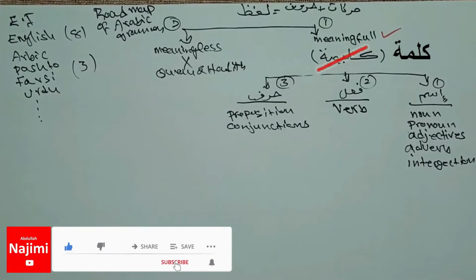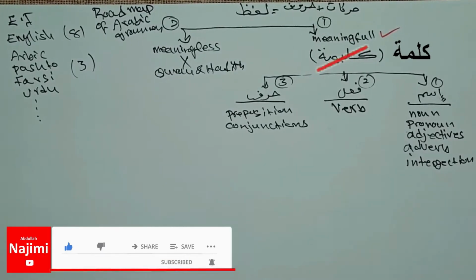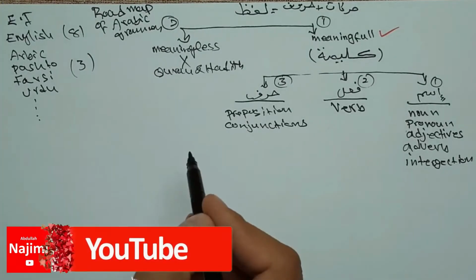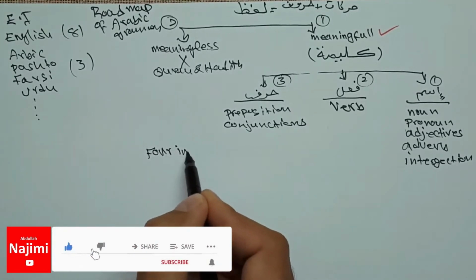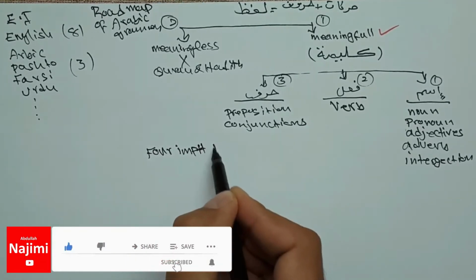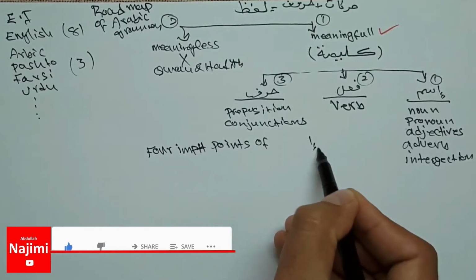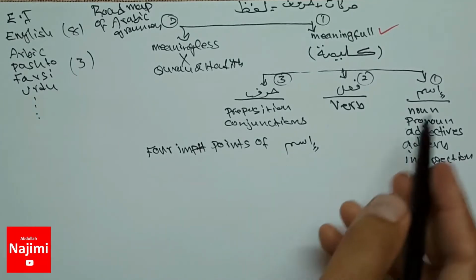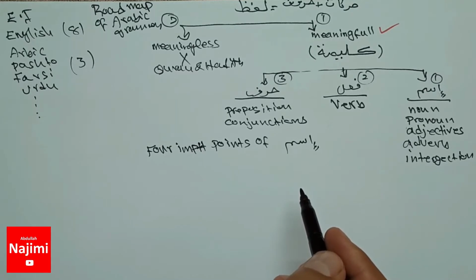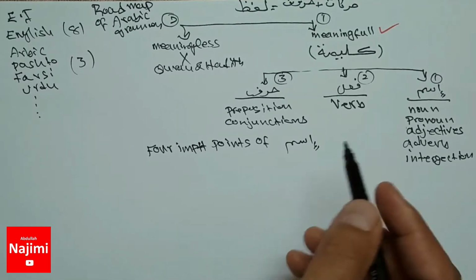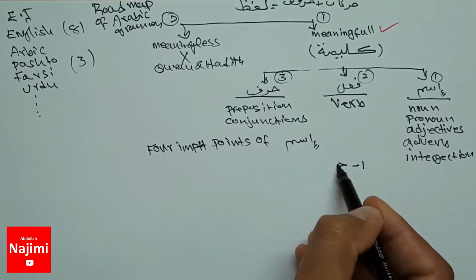Bismillahir Rahmanir Rahim. As we have studied that our first topic will be ism, so today we are going to study ism. So I would say four important points of ism. So there are four important points of ism, and we can say it's the roadmap of ism. So the first point, we call it jins.